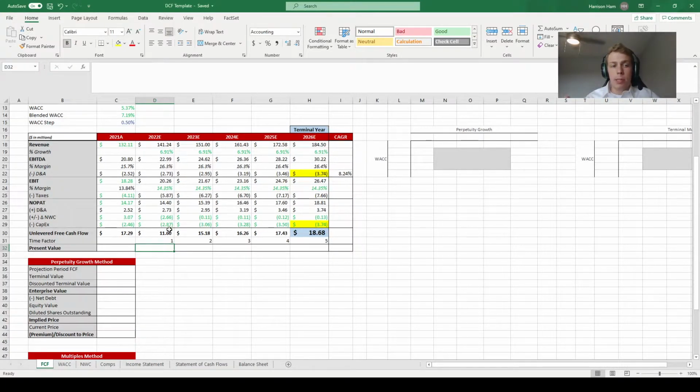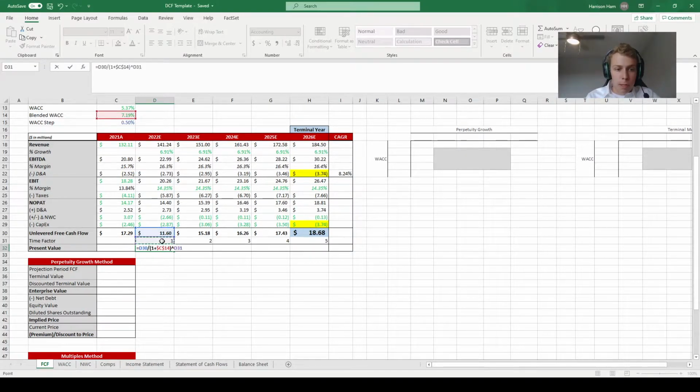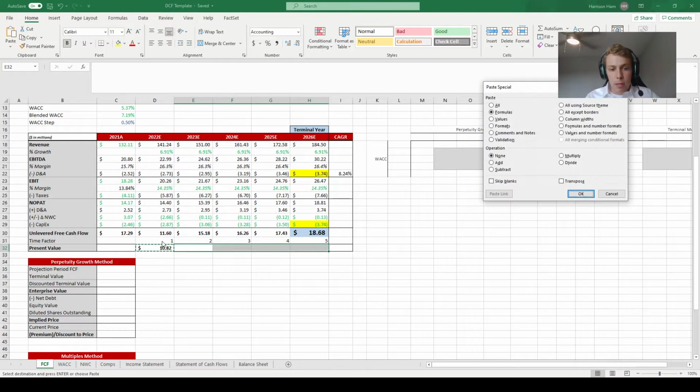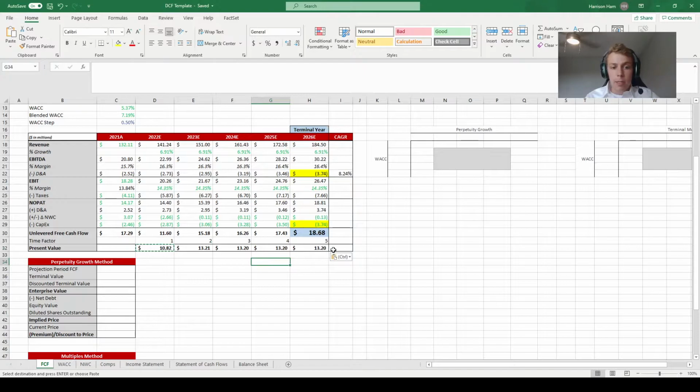And you're going to end up using this and the weighted average cost of capital to actually discount the unlevered free cash flow back into today's terms. So we're going to take the unlevered free cash flow, and then we're going to divide by parentheses 1 plus the blended weighted average cost of capital, and make sure that is an absolute reference so it doesn't change around when you paste it over. Then you're going to raise that to the time factor. And then you can again copy it and paste it over into all the future periods to get the discounted version of the future cash flows.